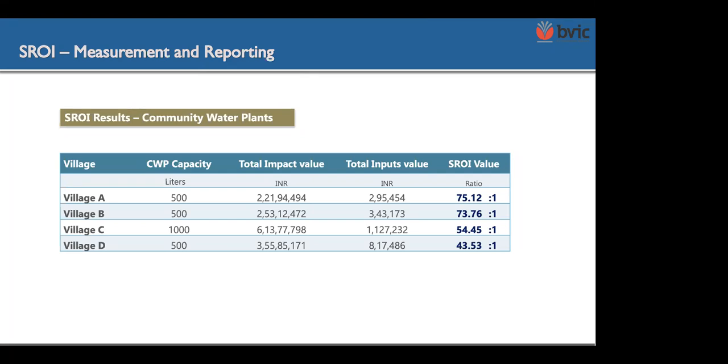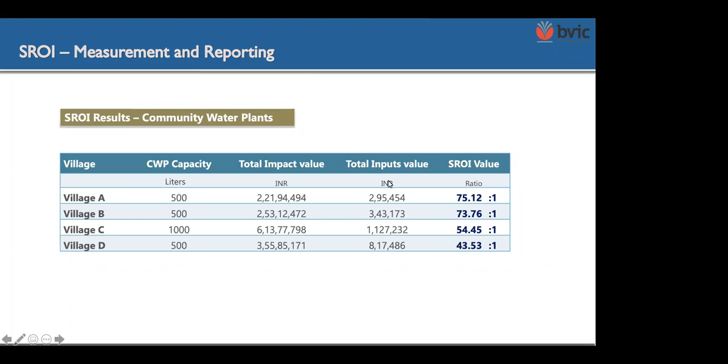And then there was a water plant which was installed in the village, and it was able to provide drinking water at a very affordable cost. Now, if we see what is the total value of the project and what is the total value of the impact that this program created, we are able to calculate in the last column the ratio, which is the SROI value, which can be interpreted as that 1 rupee or 1 unit of investment or expenses in this program generated 75.12 units of social value.